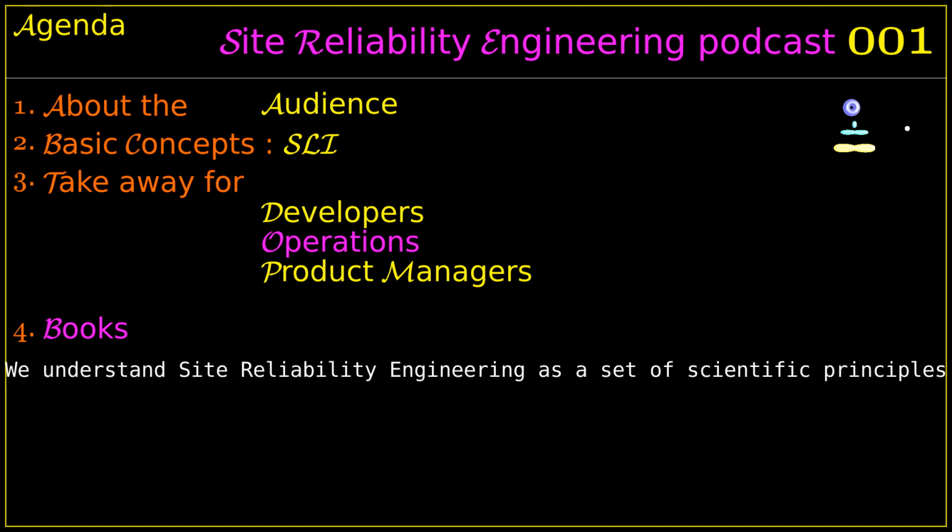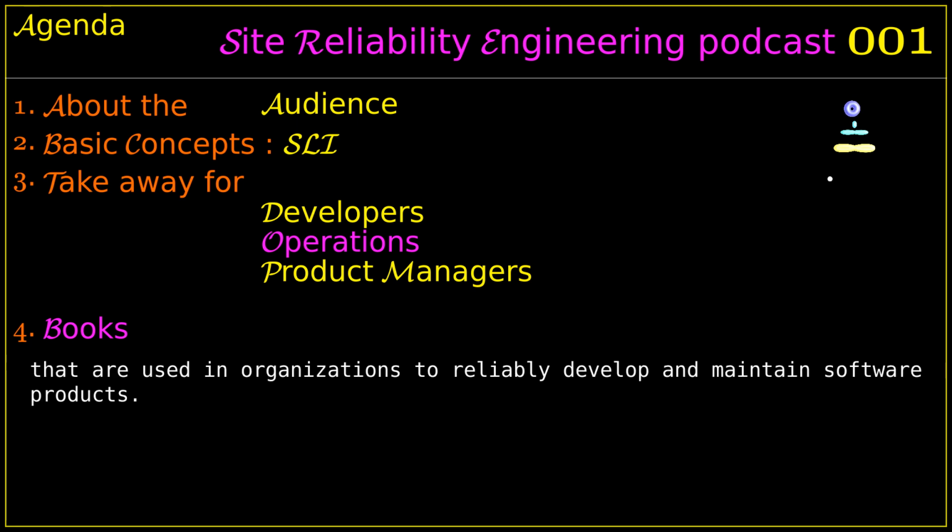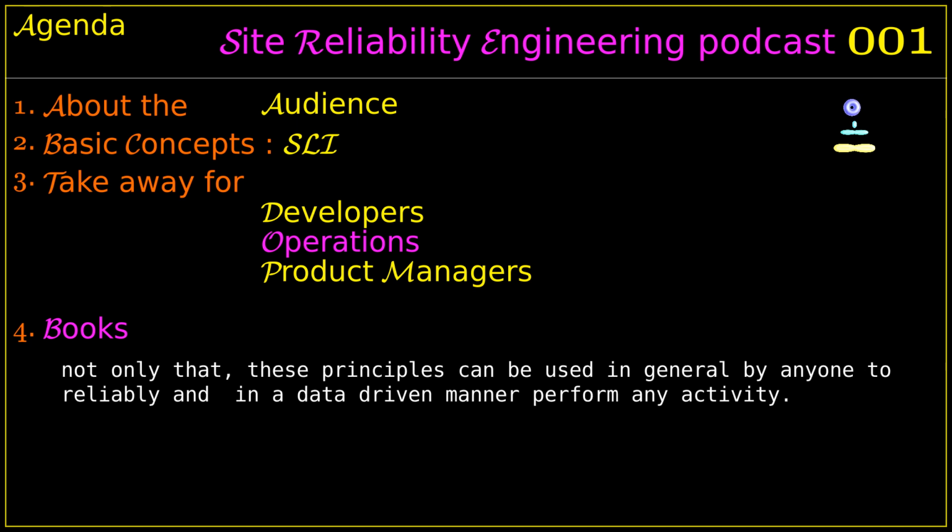This is the first video in this podcast series about site reliability engineering. We understand site reliability engineering as a set of scientific principles that are used in organizations to reliably develop and maintain software products. Not only that, these principles can be used in general by anyone to reliably and in a data-driven manner perform any activity.